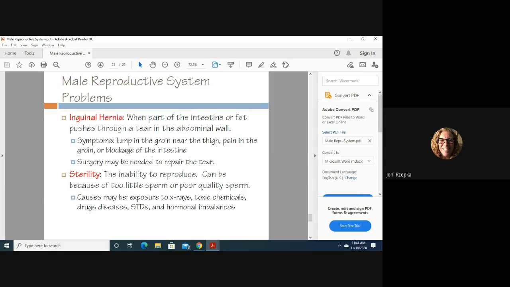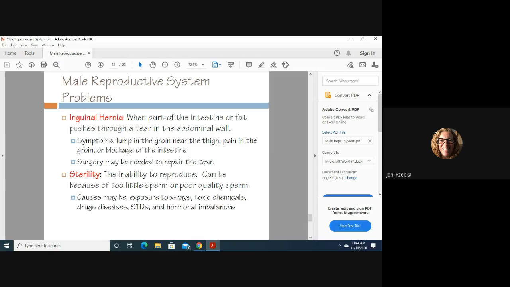There are some issues like a hernia, when part of the intestine or fat pushes through a tear in the abdominal wall. Symptoms include a lump in the groin near the thigh, pain in the groin, or blockage of the intestine. Surgery may be needed to repair the tear.